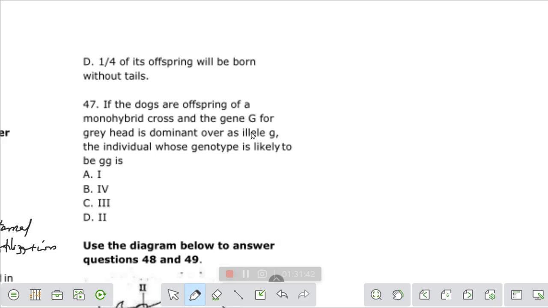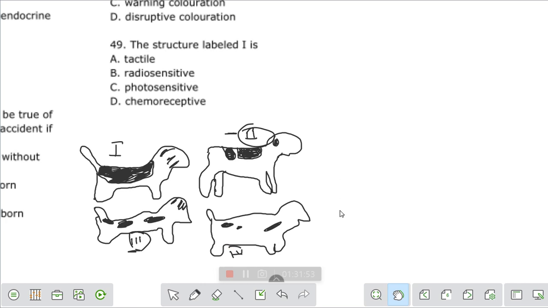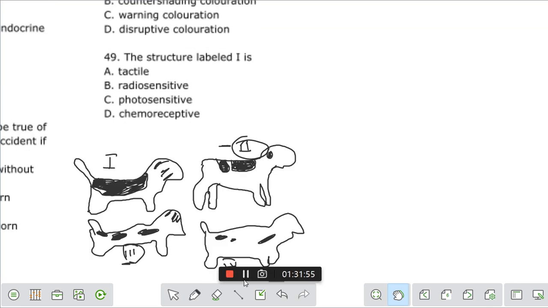The one that would be gg is actually 4. Why? Because this 4, if you look at it, the 4 does not have anything on the edge, right? So it means it's the one that is actually homozygous recessive. So that's the answer.